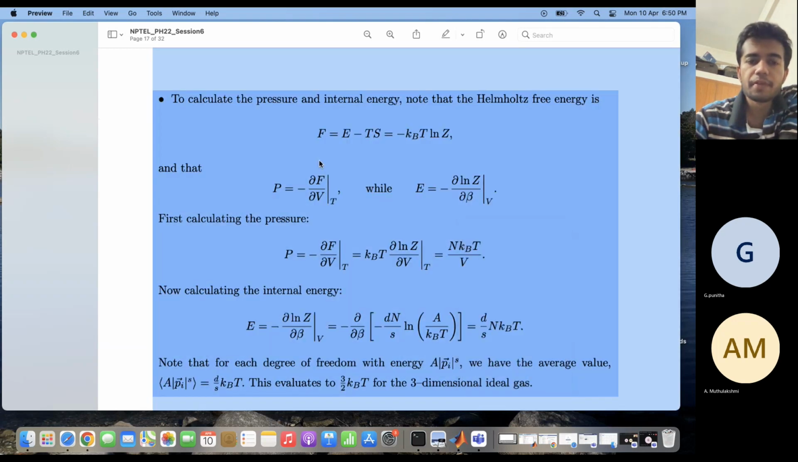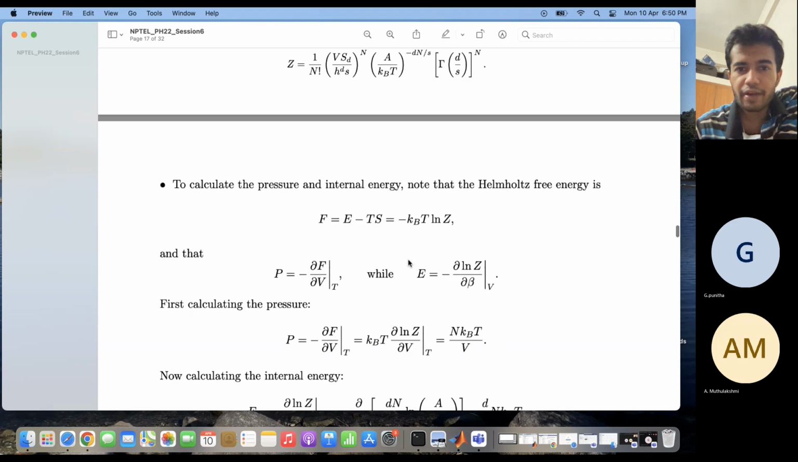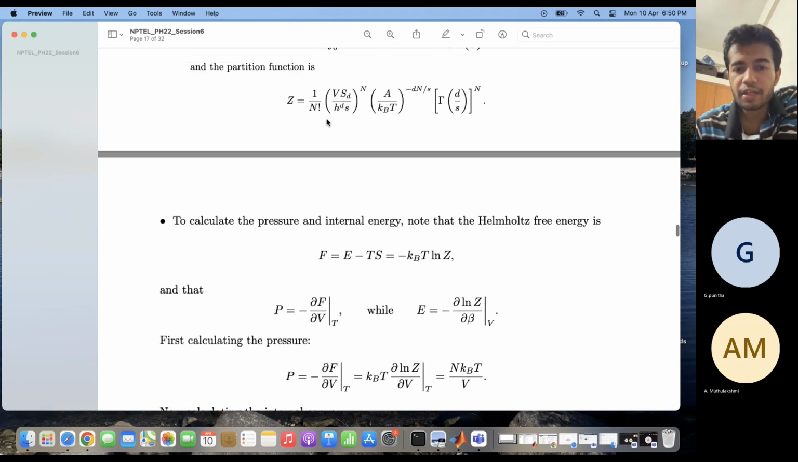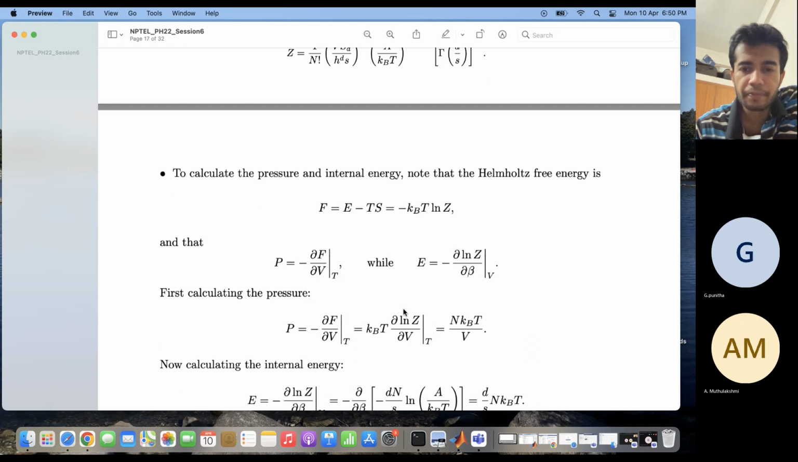So what is the pressure? The pressure can be obtained from the Helmholtz free energy. So Helmholtz free energy is basically E minus TS, which is equal to minus kBT ln Z. Okay, and P is equal to minus del F by del V. So this is equal to minus kBT into del ln Z by del V. And minus minus becomes plus. So this is kBT into del ln Z by del V. And if I do log of this quantity and then do a del V of that, then I get P is equal to NkBT by V.